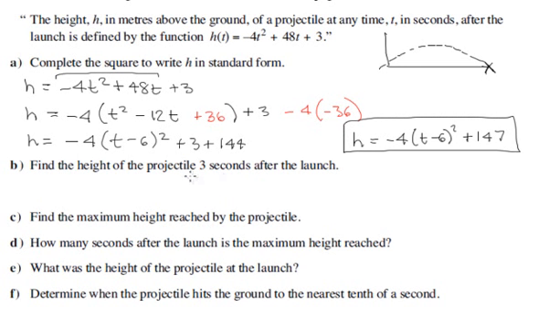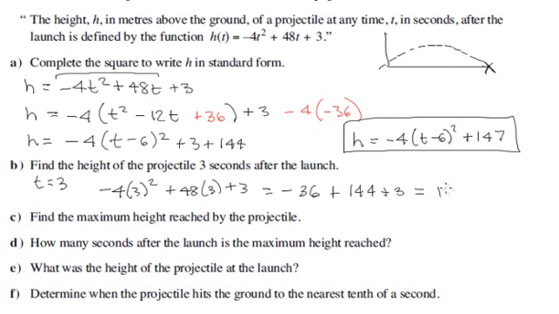Find the height 3 seconds after launch. All they're telling us there is the time is 3. Find h. You could plug 3 into here, or you could plug 3 into this expression. It doesn't matter. I'll use the original. Minus 4 times 3 squared plus 48 times 3 plus 3. 3 squared is 9 times negative 4 is negative 36. 3 times 48 is 144. Plus 3, that should be 111 meters.